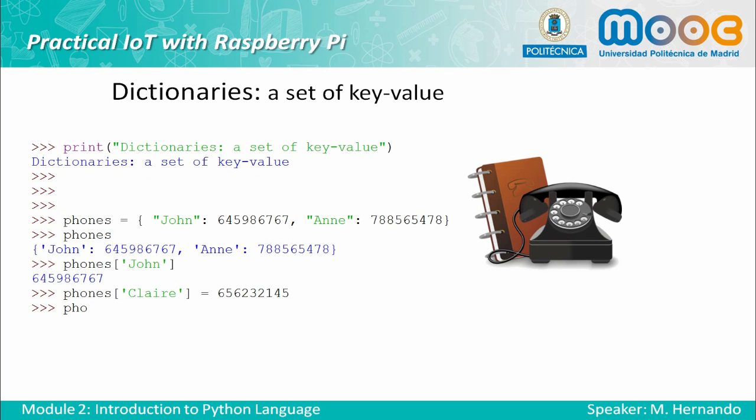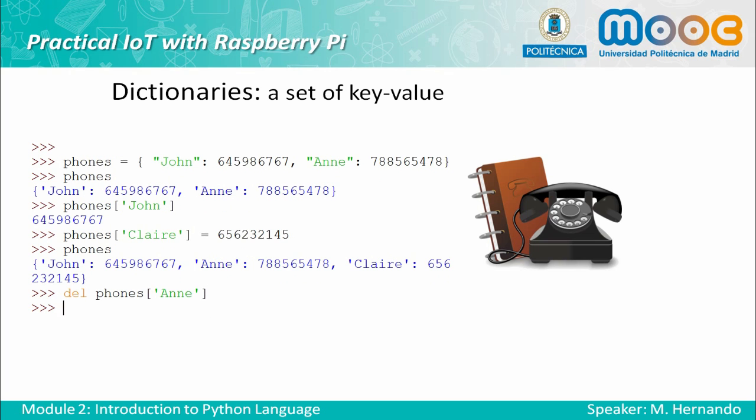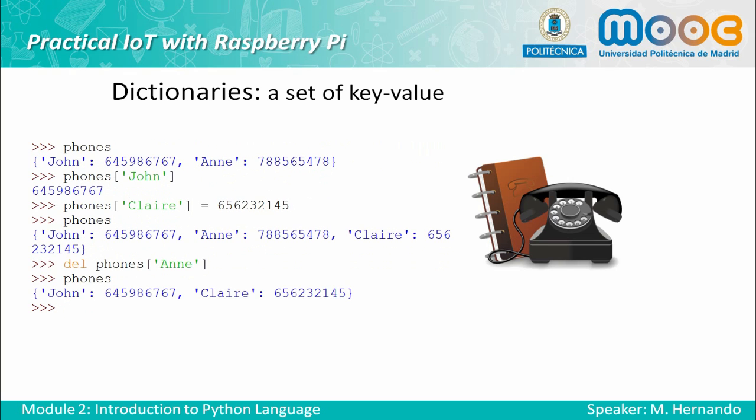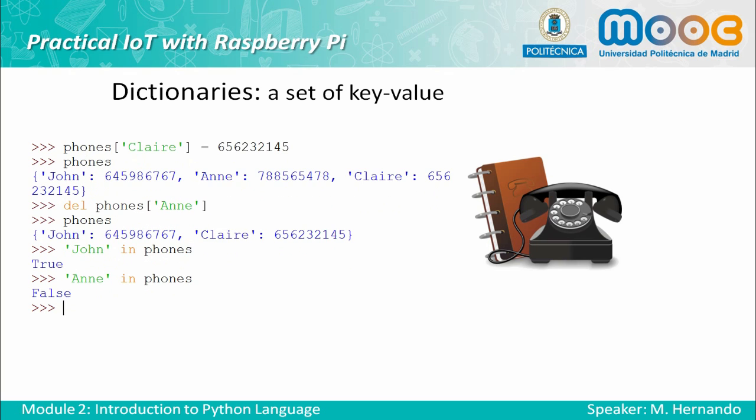You delete entries in a dictionary just like in a list. Let's say you get upset with Anne, and you never want to talk to her again, and therefore you don't need her number. Just like in a list, you will do this. Again, very easy. The del operator deletes any function, variable, or entry in a list or dictionary. If you want to know if a key is in a dictionary, you just can write that expression, which will be true if there is an entry for John and false otherwise.